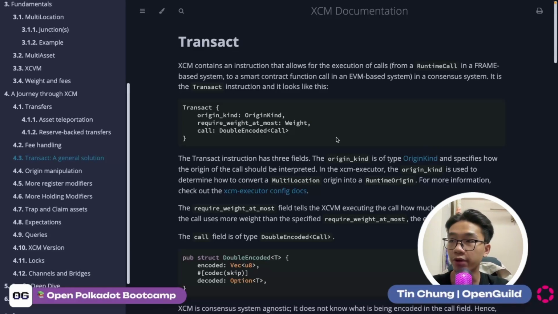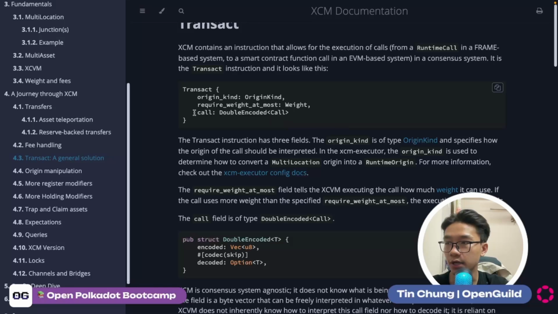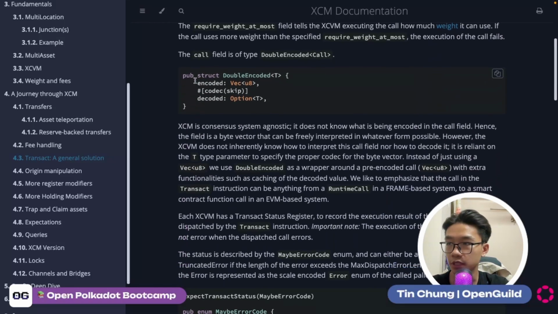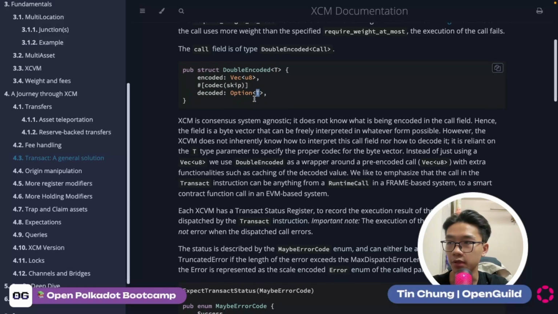And Transact is also a very interesting instruction in XCM that allows you to execute any runtime call. It allows you to execute any FRAME-based system runtime call, or also an EVM smart contract function call across chains. So right here you have the Transact instruction with the origin type, require weight, and then call. This call is the most important one. It's the encoded call, so it's double encoded. It's going to have the encoded, which is a Vec<u8>, and the decoded, which is the option type of the decoded type T, a generic type.